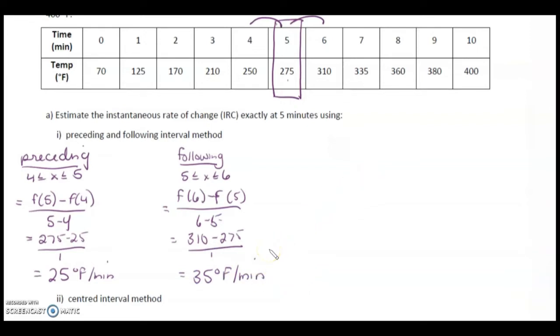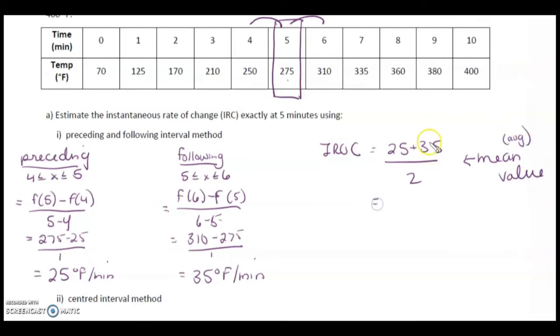But going back to the previous page, it states that for the preceding and following methods, we take the mean. So the instantaneous rate of change is the average between 25 and 35. We add them and divide by 2. Mean is also called the average. So I get 60 divided by 2, and our actual answer is 30 degrees Fahrenheit per minute.